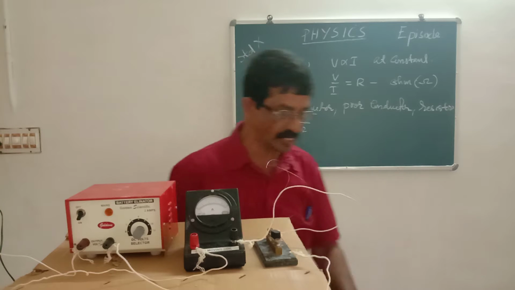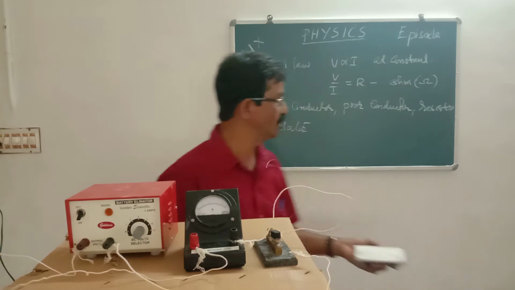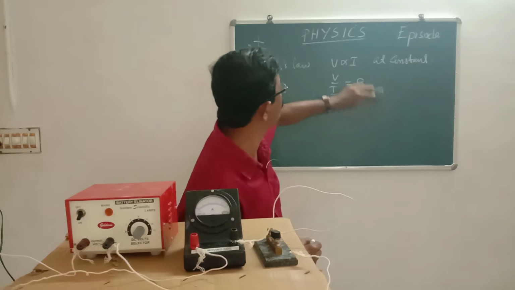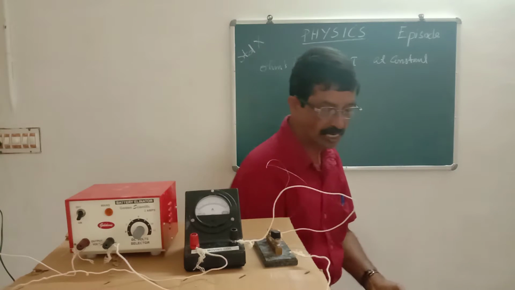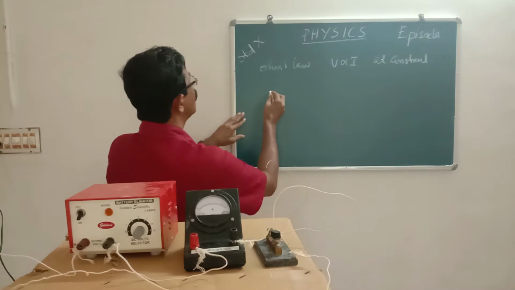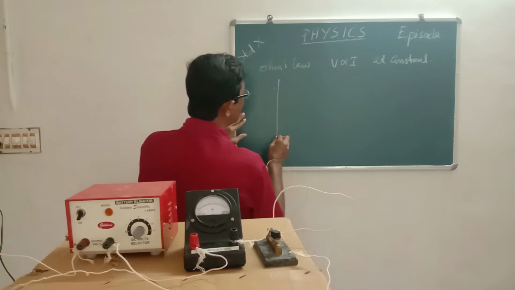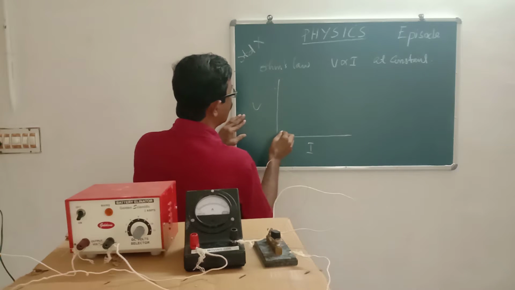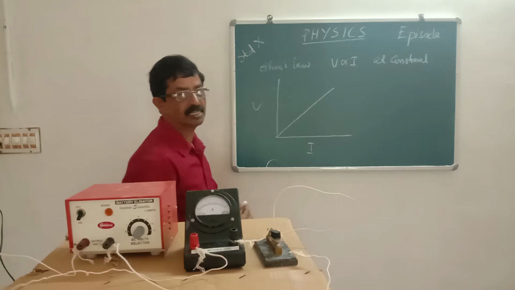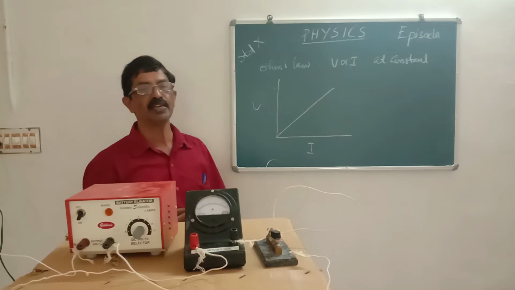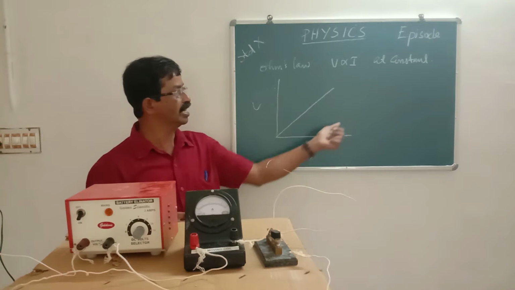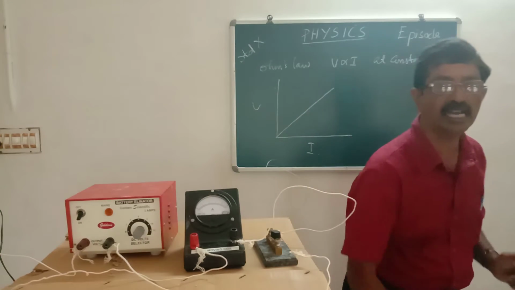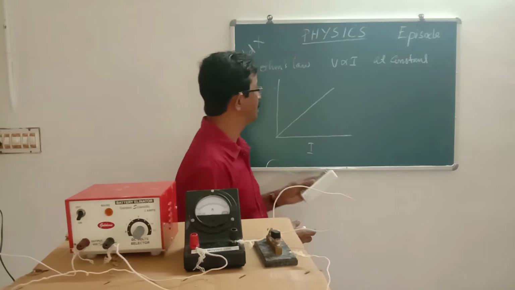Now we also discussed another term, the graph of Ohm's law. A graph of I and V, and what type of graph did we get? We got a straight line graph. These are the things we discussed in our previous class.